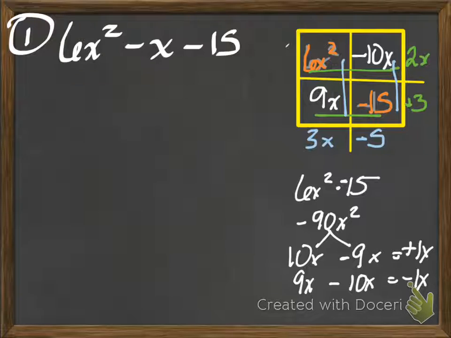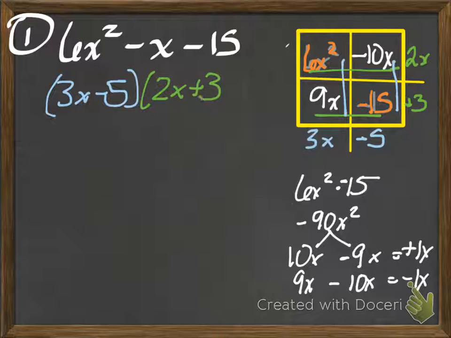So that creates our two parentheses. One parenthesis being 3x minus 5. The other parenthesis being 2x plus 3.